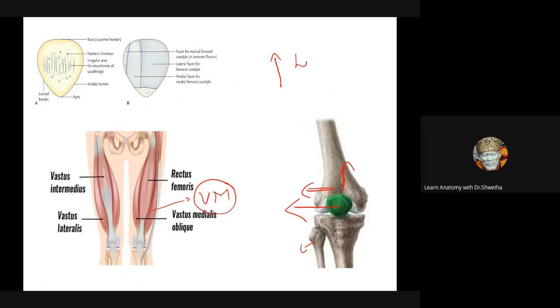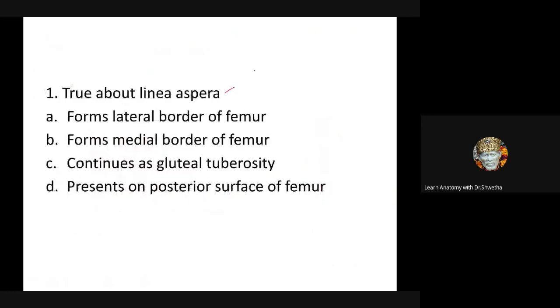Why, I will tell you. This is an MCQ question. This is the medial border of the patella. This is the lateral border of the patella. To the upper 3/4 of the medial border of the patella, vastus medialis is attached. To the upper 1/4, vastus lateralis is attached. So naturally, because of its greater attachment to the patella, vastus medialis prevents the lateral dislocation of the patella. Clear, students? Now you will answer true about linea aspera. What is the answer, students?